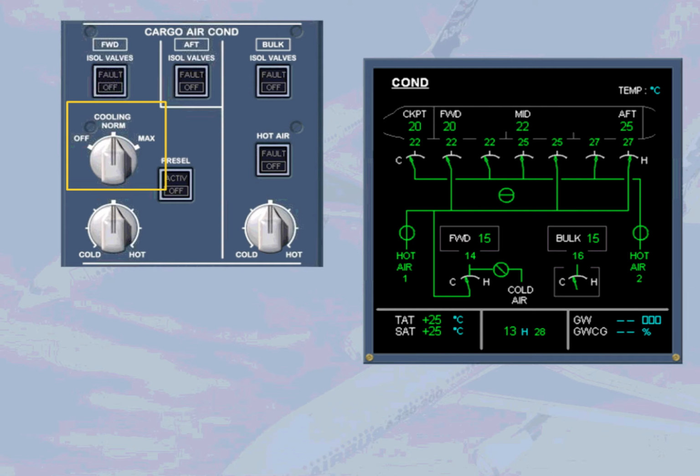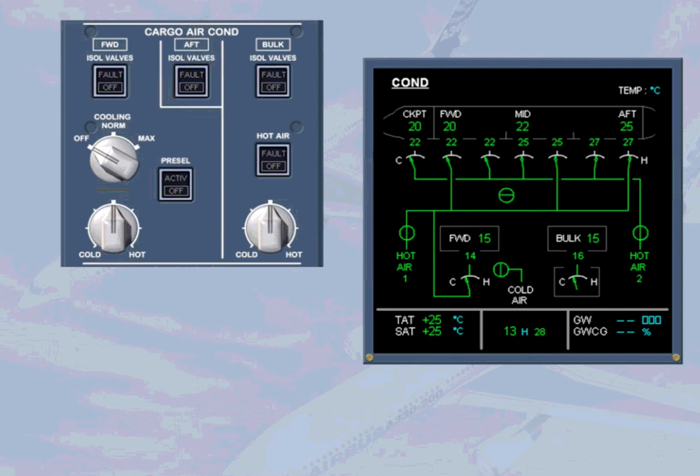The cooling selector is used to control the cold air valve position. In norm, the cold air valve is partially open, which is the normal position. In max, the cold air valve is fully open. In off, the cold air valve is fully closed.